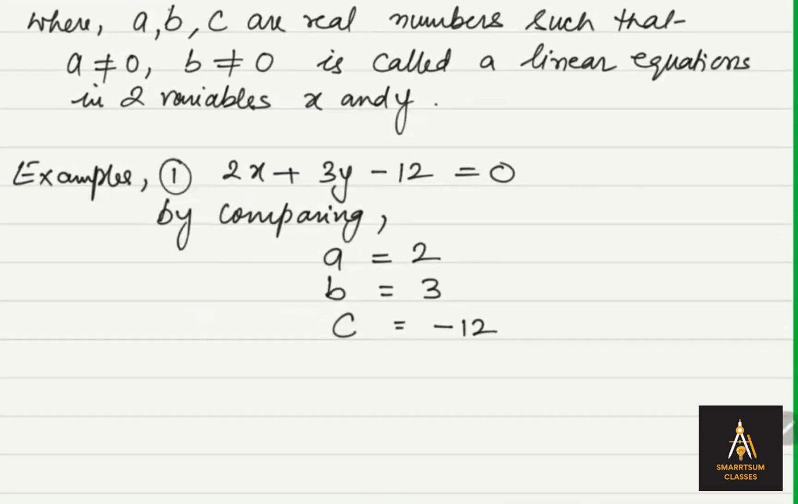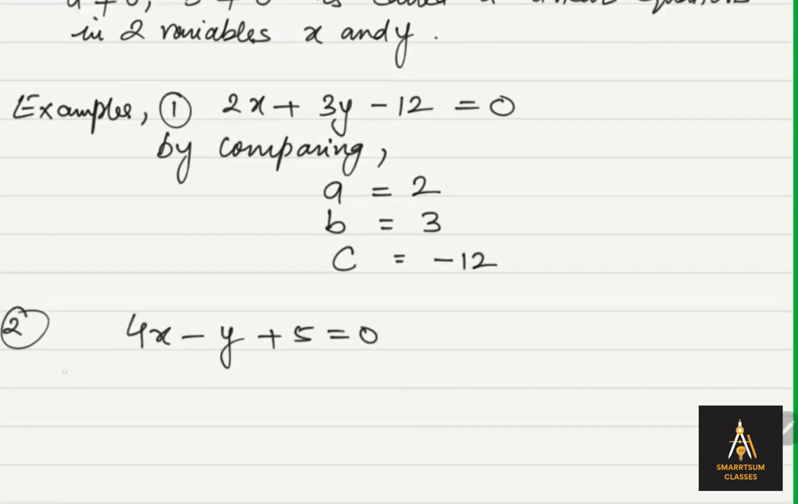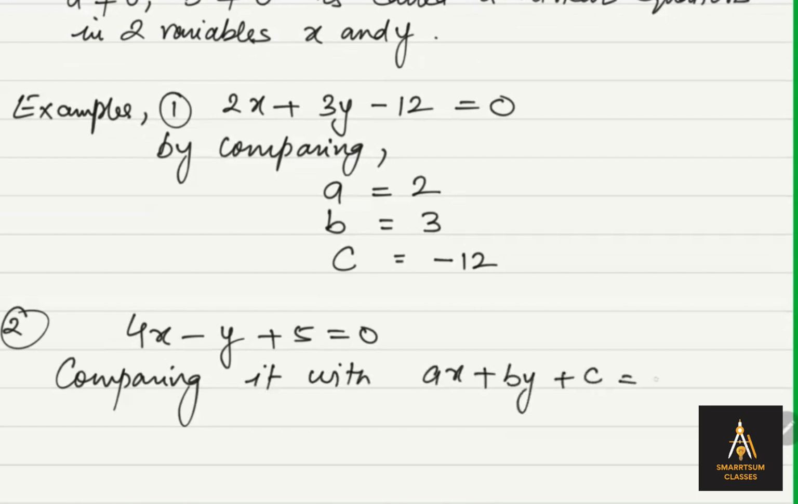Example number 2. 4x minus y plus 5 is equal to 0. Now compare this with the standard equation. What is the standard equation? Ax plus by plus c is equal to 0. This is the standard equation, right? By comparing, we can find out the values of a, b and c.